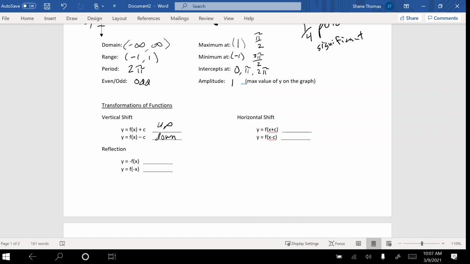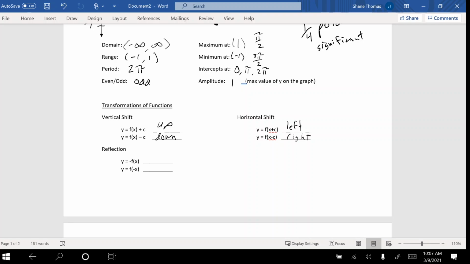Horizontal shift. Horizontal shift is when you add or subtract something directly to the function, directly to the x. So horizontal shift. If I add something, did I shift it right or left? Left, correct. And if I subtract it, I shift it to the right. Okay, remember, horizontal shift is backwards of what you think it should be.